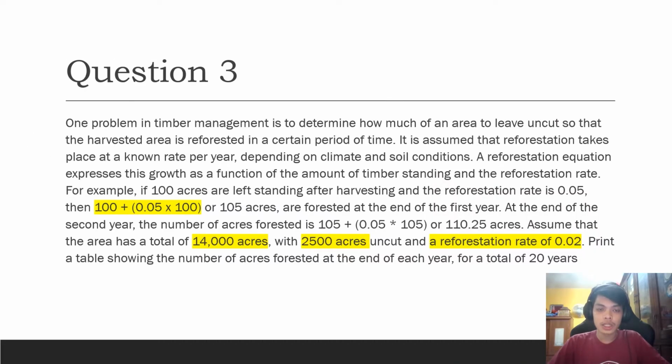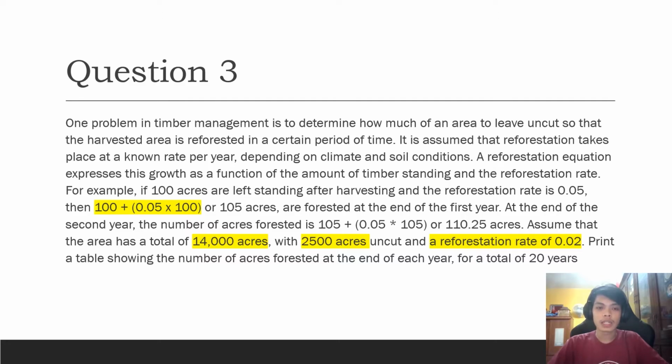In question 3, okay, let me read the question first. One problem in timber management is to determine how much of an area to leave uncut so that the harvested area is reforested in a certain period of time. It is assumed that reforestation takes place at a known rate per year, depending on climate and soil condition. A reforestation equation expresses this growth as a function of the amount of timber standing and at the reforestation rate.